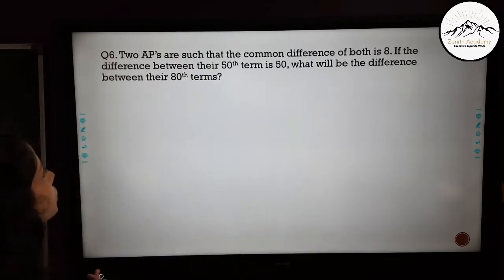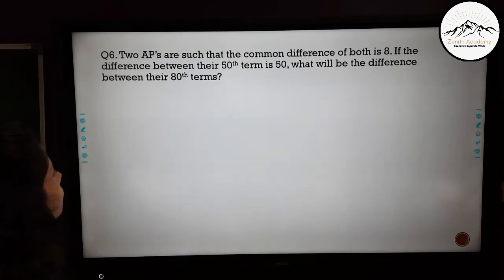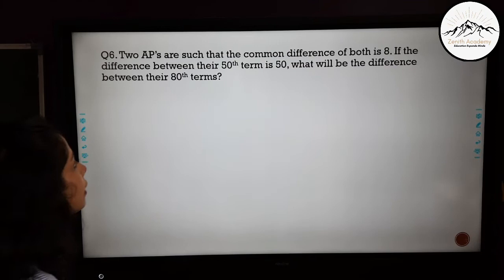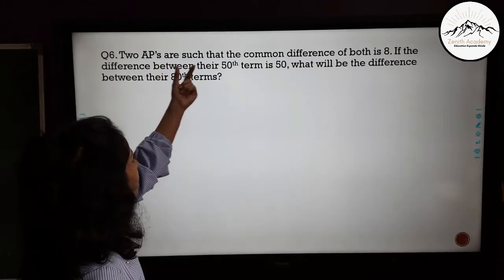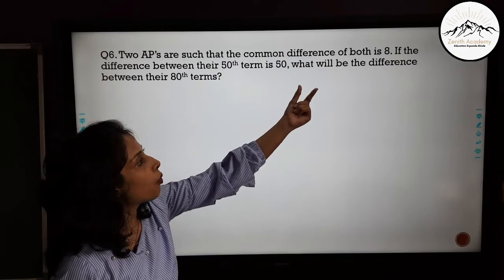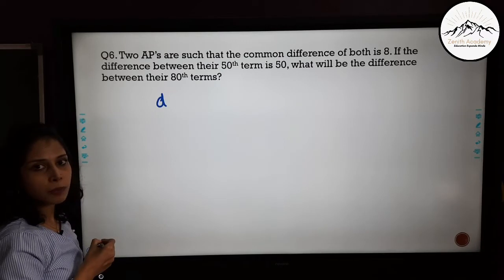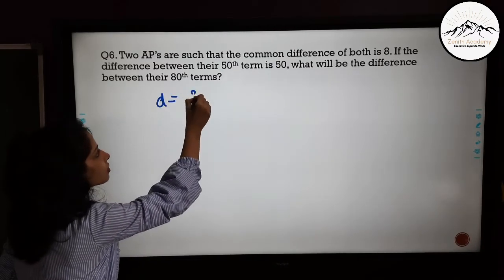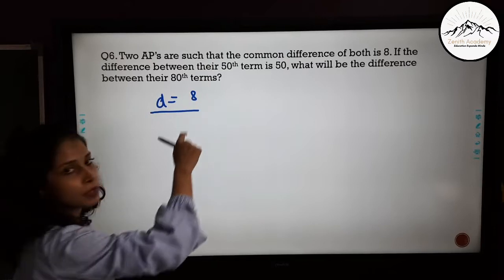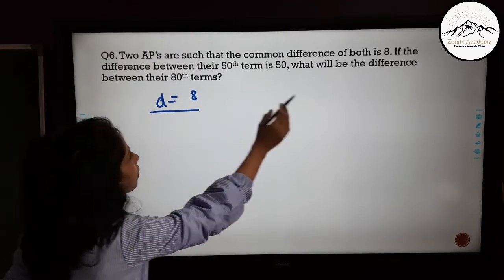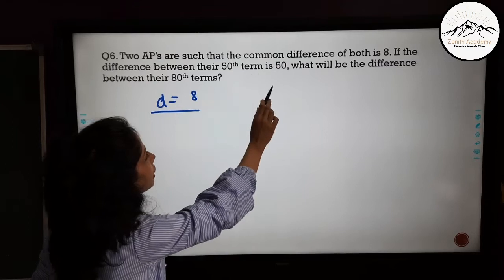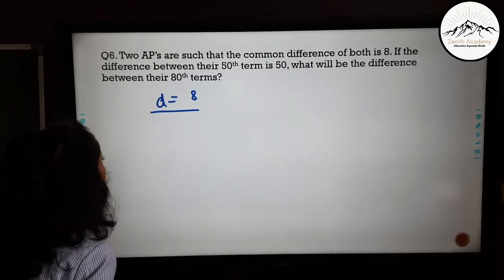Heading on to the next question: two APs are such that the common difference of both is 8. If the difference between their 50th terms is 50, what will be the difference between their 80th terms? Two APs are such that the common difference of both is 8. So let us say the common difference is denoted by D and this is equal to 8 for both the APs. If the difference between their 50th terms is 50.